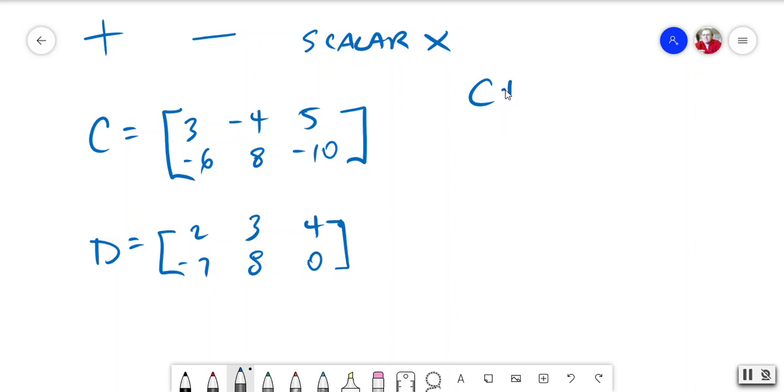Addition, C plus D. Addition's the easiest thing in the world. You just add corresponding parts. So I could say 3 plus 2 for the A11 place. Negative 4 plus 3. So this to this, this to this, this to this. 5 plus 4.